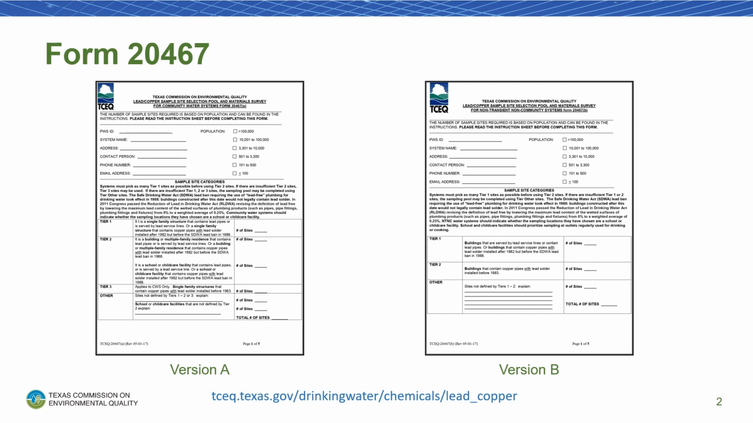There are two versions of this form. Version A is intended for community water systems, and version B is intended for non-transient, non-community water systems. You can find both versions of the form on the TCEQ Lead and Copper webpage shown at the bottom of this slide. This video provides instructions for version B. If you're filling out the form for a community water system, then you'll need the video for version A, which can also be found on the TCEQ Lead and Copper webpage.